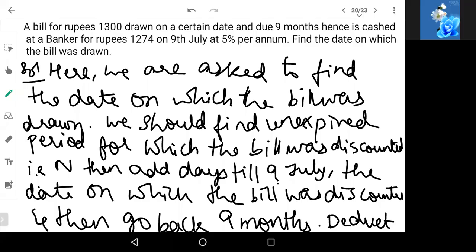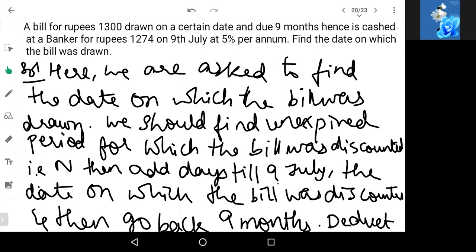Now, in this question, let me explain it properly, clearly. So please understand. In this question, they have given you the face value of the bill. They have not given you the date of drawing the bill. They have given you the time period, that is 9 months, and the discounted value 1274, and they have told the discounted date, which is 9th July, and the rate of interest is 5%. So we are supposed to calculate the date on which the bill was drawn.